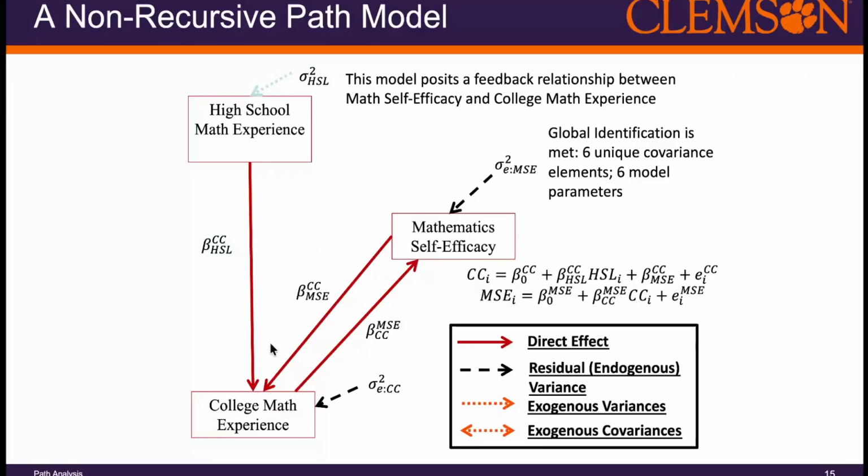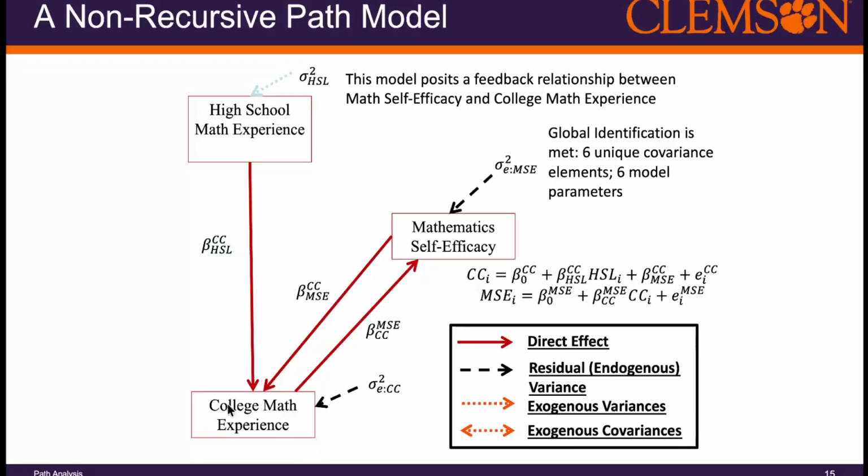Okay, that feedback loop though might be for the next iteration of college math experience. You might have college math experience at time one, self-efficacy at time one, which may predict college math experience at time two, and so forth. Now that gets into another class of models, longitudinal models, or sometimes in that design, something like a cross-lag panel model. That is not a topic that we're going to talk about with path models here. So just know, for a cross-sectional design, this is a non-recursive path model because you've got a feedback loop.